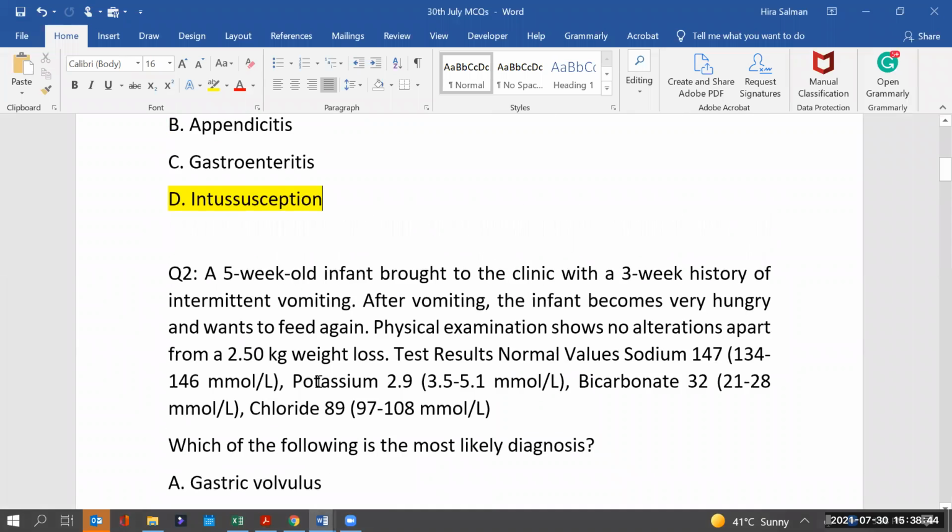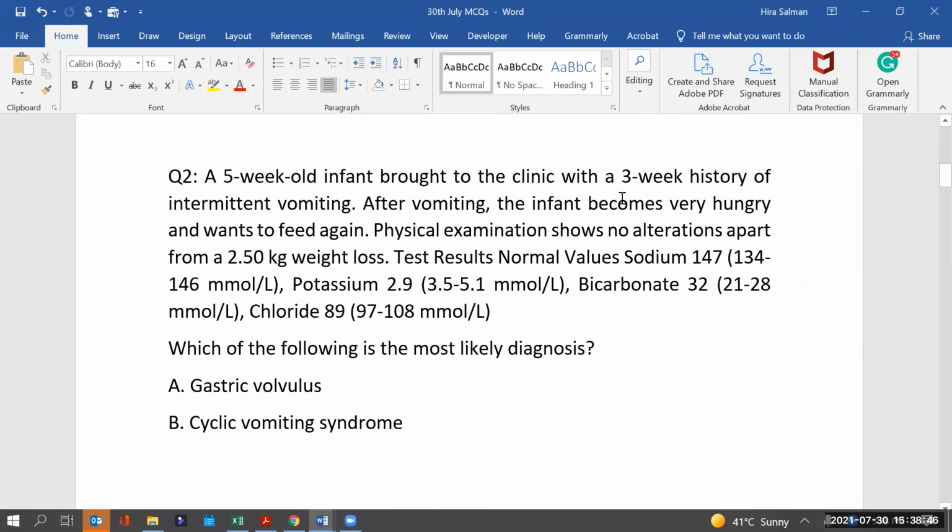Here the question is saying a 5-week-old infant brought to the clinic. Now, the age of the child is very important, because we have already seen that most of the children between 1 month to 5 or 6 months present with this pyloric stenosis. Although it's not a congenital one, it should be between 1 month to 6 months. So 5 weeks is more than 1 month, right?